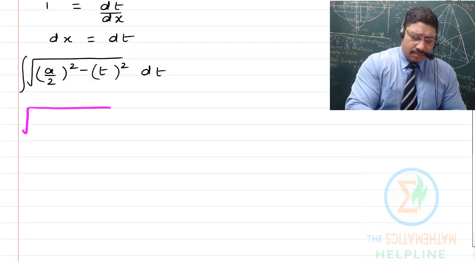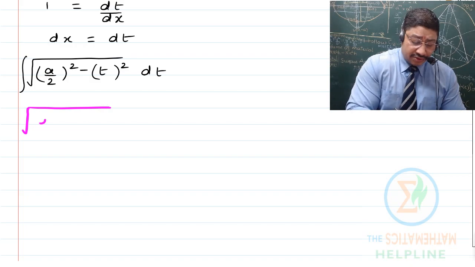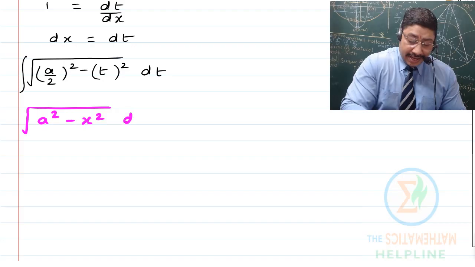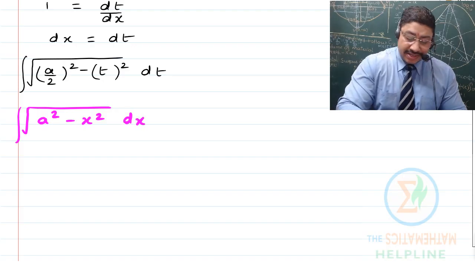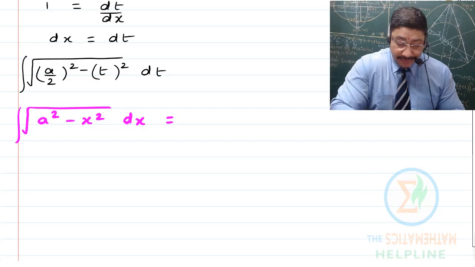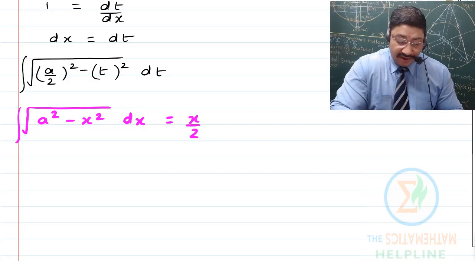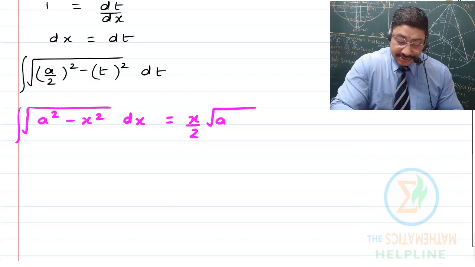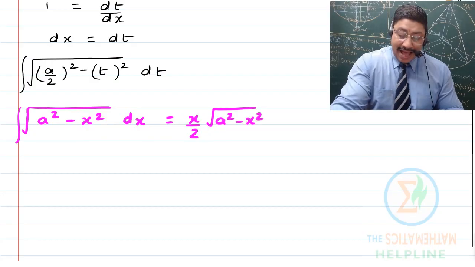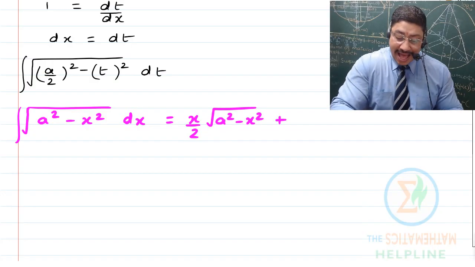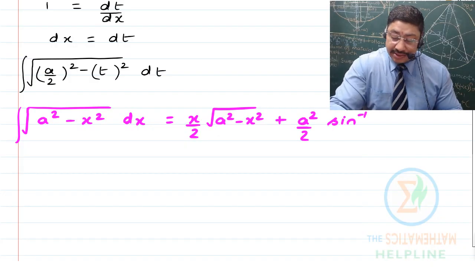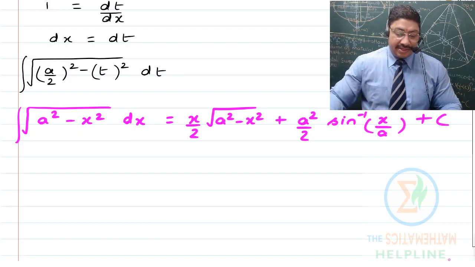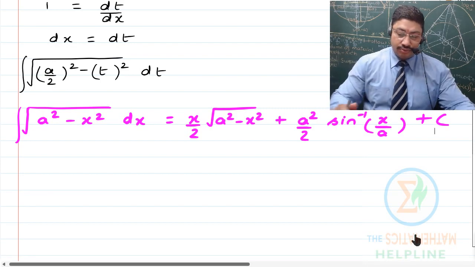Okay, now children, here we had the formula that I was talking about, that is the integral of root of a square minus x square dx. If this is to be integrated, then this gives you x upon 2 times the function, that is root of a square minus x square, and to that is added a square upon 2 times sine inverse of x upon a, to which the constant of integration c is added. Now next, children, we will be applying this formula to the given function.